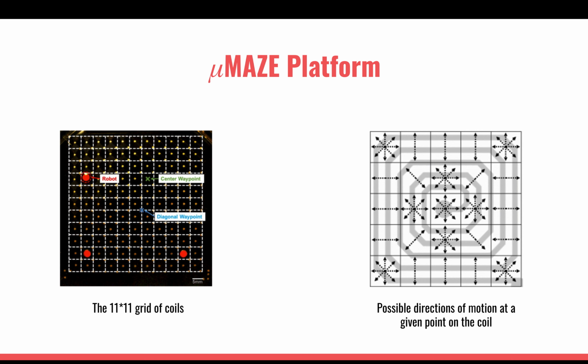As a little background to the problem, the microbots move on what is called the UMS platform, which consists of an 11 by 11 grid of coils, with each coil divided into a 5 by 5 grid of points. And each point allows for a distinct set of directions that the robot can go into. And this becomes the crux of the constraints that we will be working with for our problem.